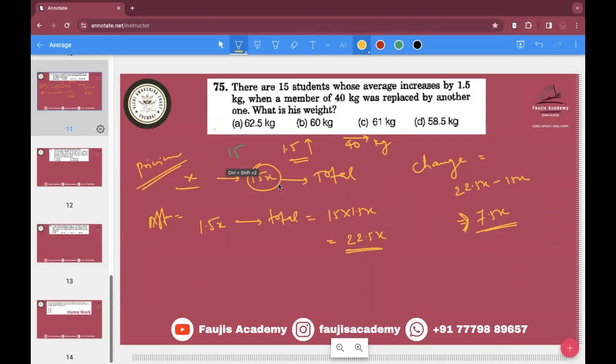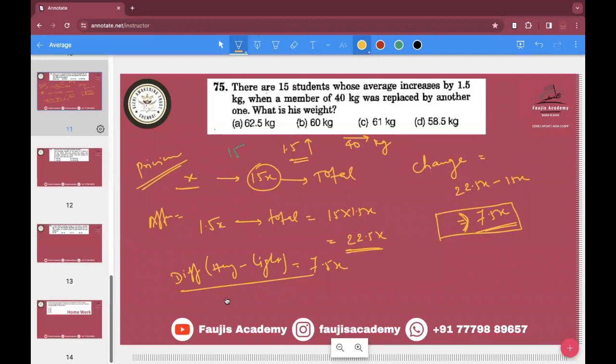X was the average, 15x is the total, and the average increases by 1.5, so the total is 15 into 1.5x. This is the value that has increased. So the difference between the heavy and the lighter boy will be 7.5x. But over here, we don't know the value of that person, because we don't know the average. So in that case, we'll be left with what?